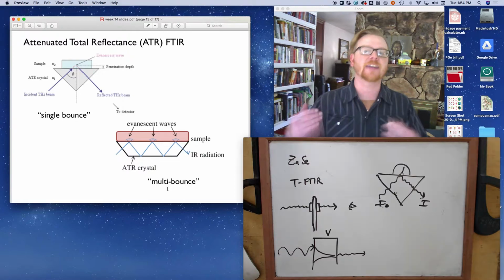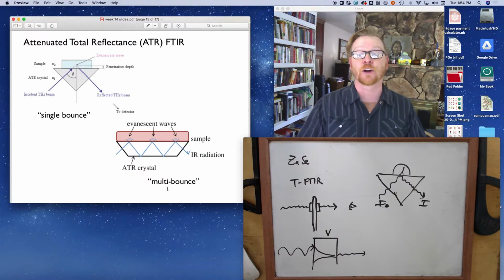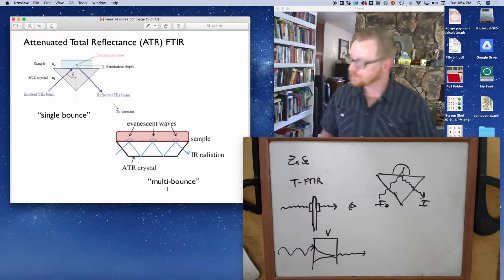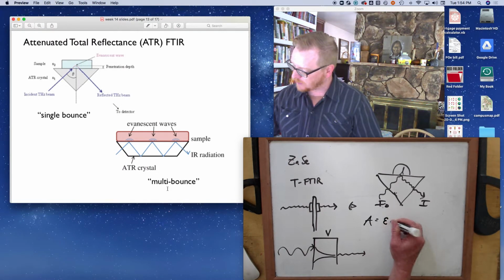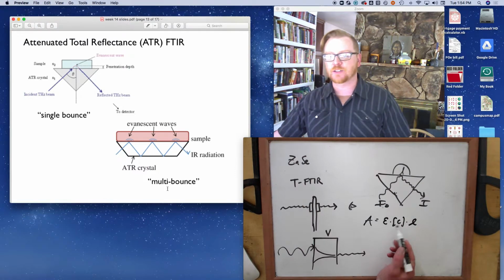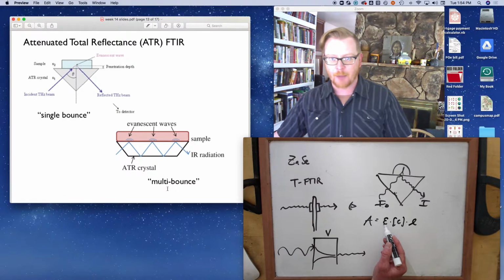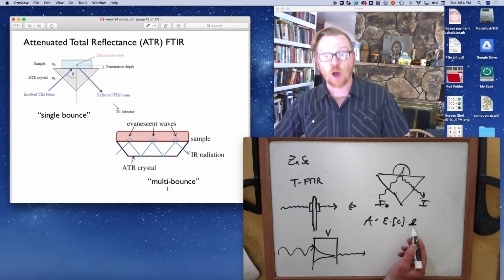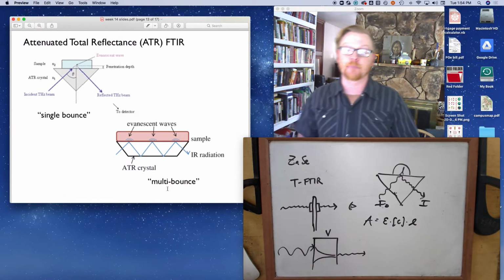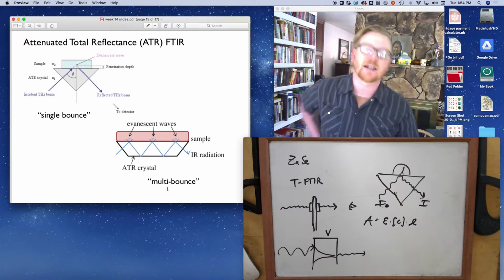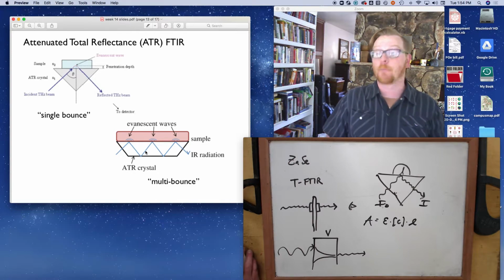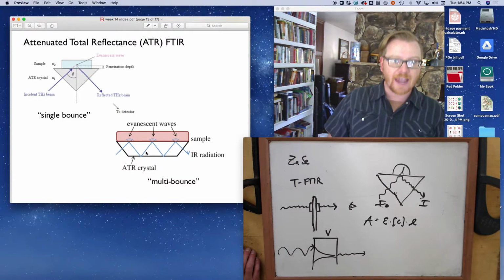And so the effect of that is it makes a longer path length. So remember Beer's law, A equals epsilon times concentration times path length. So for the same concentration and same molar absorptivity, if you have a longer path length, you can get more absorbance. So this is how you can do very low concentrations, by having a multi-bounce ATR accessory.